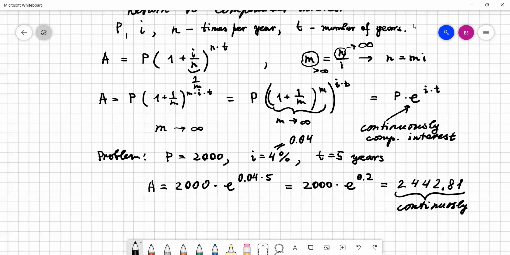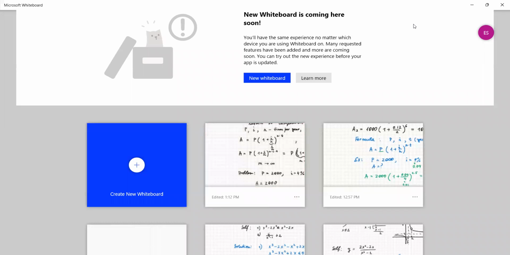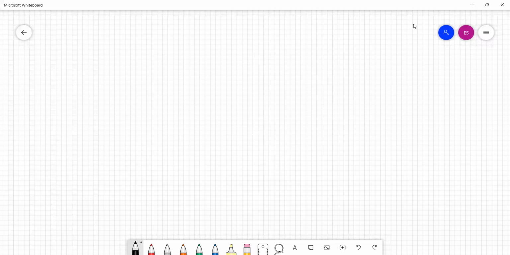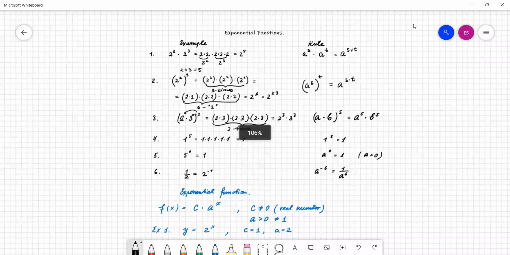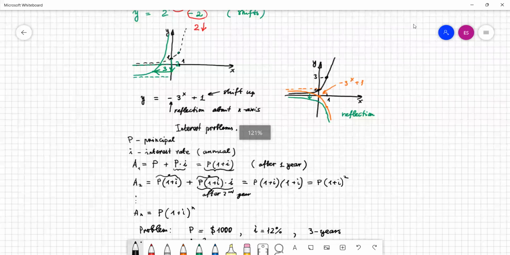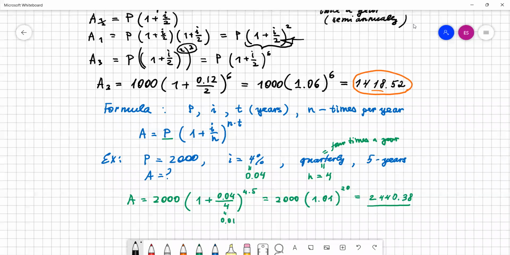Let me try to see what we have if we do it quarterly. I'm going to go to the previous page just to show what happens when it's quarterly. I'm trying to go back to the problem. So guys, when we did it quarterly, it was this number, 2,440.38. Let me write it down somewhere so I can compare it to this number.